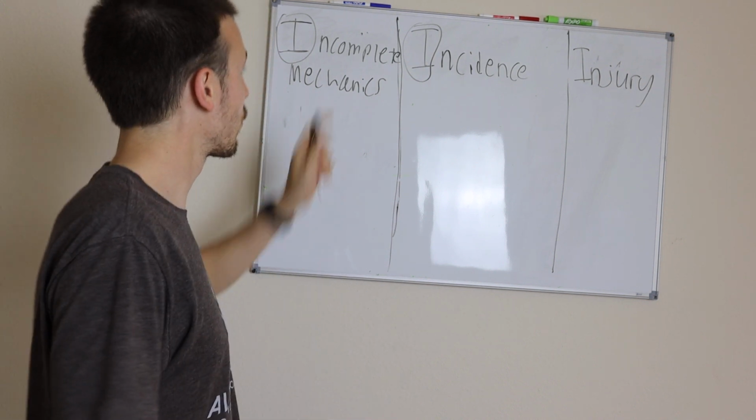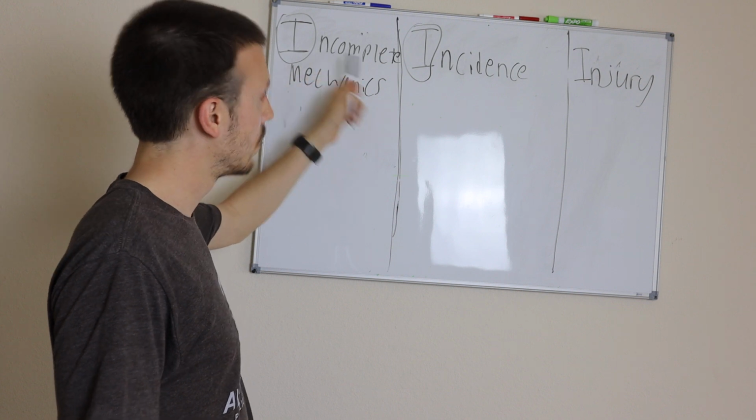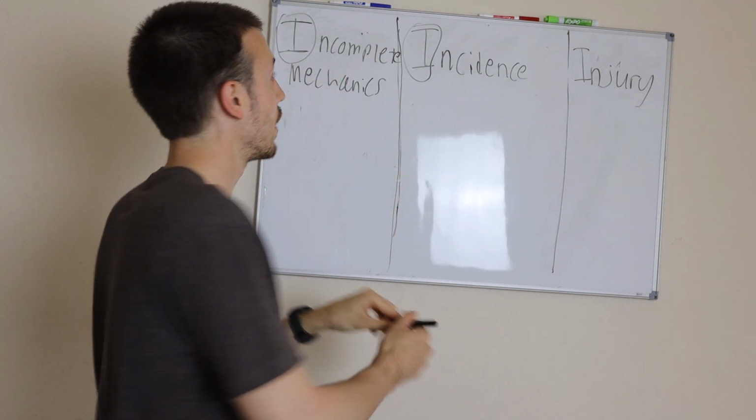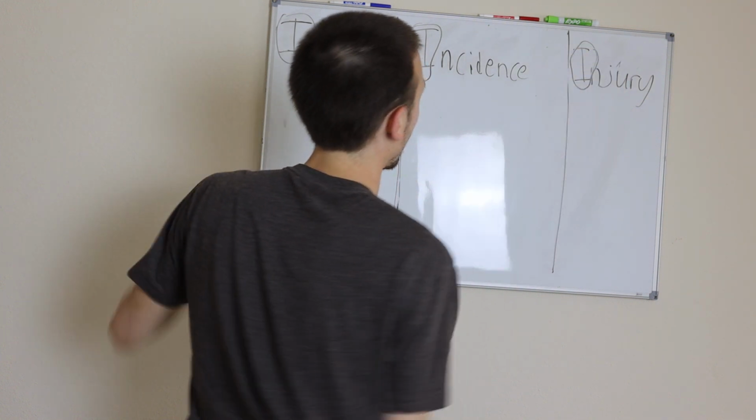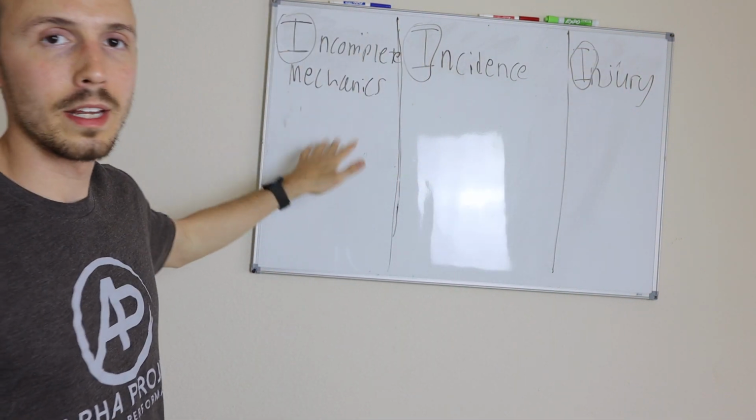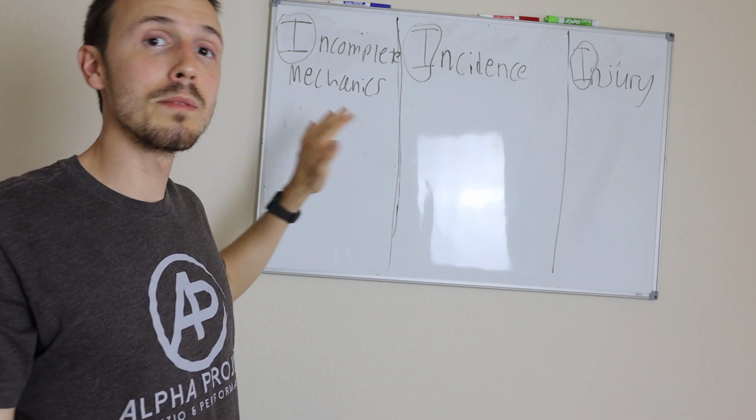So we have the 3 I's. We have incomplete mechanics, we have incidence, and on the end here we have injury. This is the circle here, the third I. So we'll start from the beginning. And in the beginning we have incomplete mechanics.